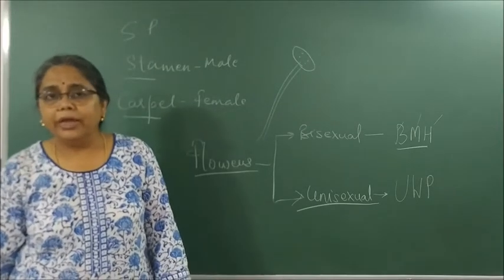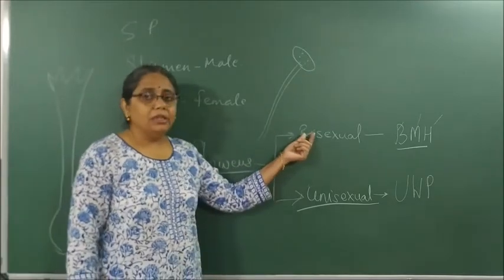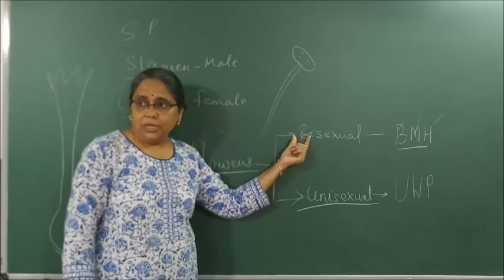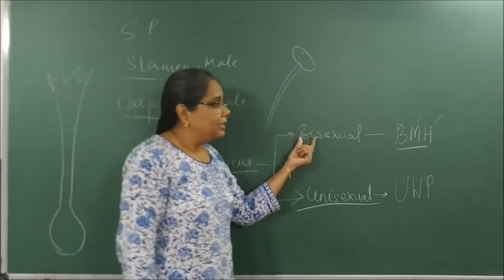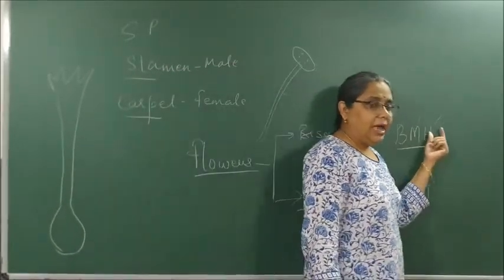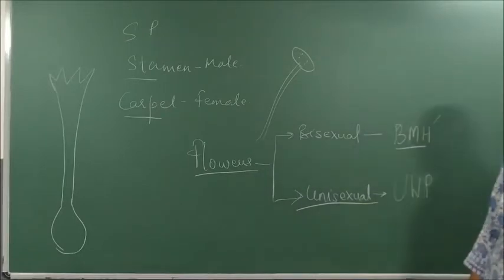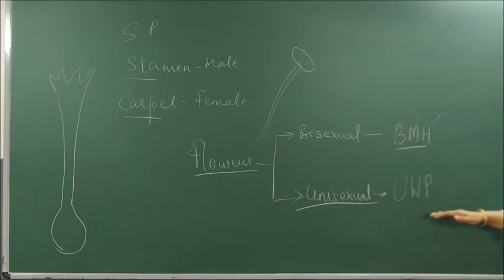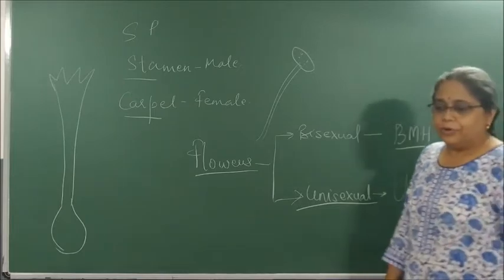Fine. So you will write, if the flower has both the stamen and the carpel, it is called as what? Bisexual flower. Example is mustard and hibiscus. If the flower has either stamen or carpel, then it is called as what flower? Unisexual flower. And the example is watermelon and papaya. So we will read through this part.